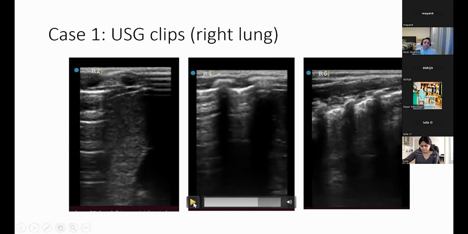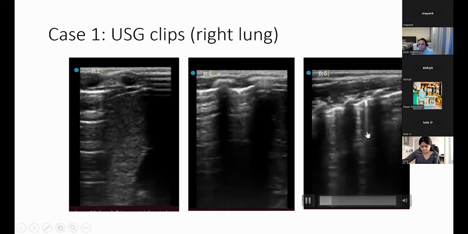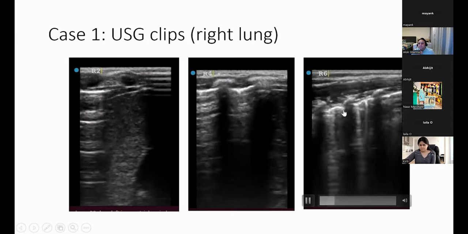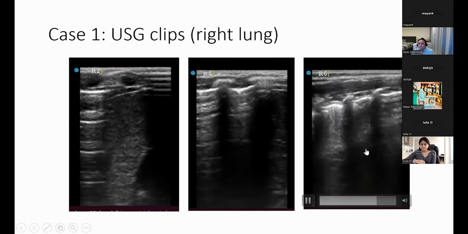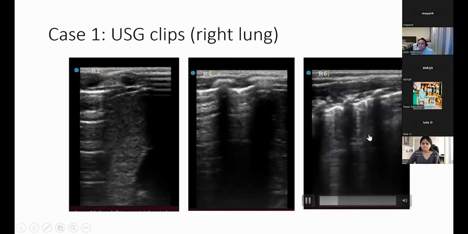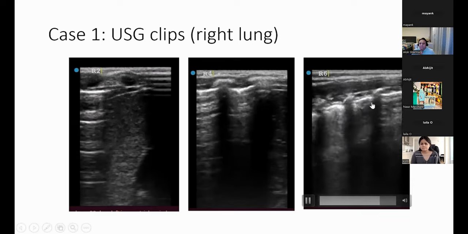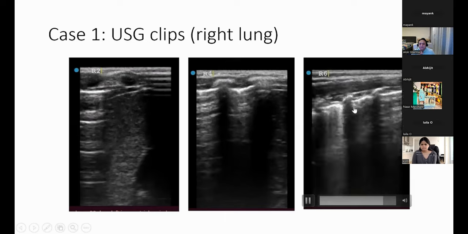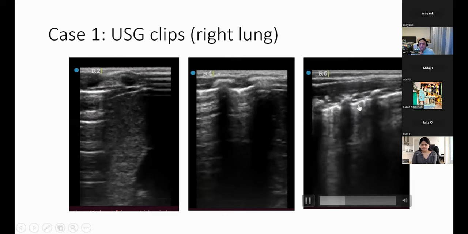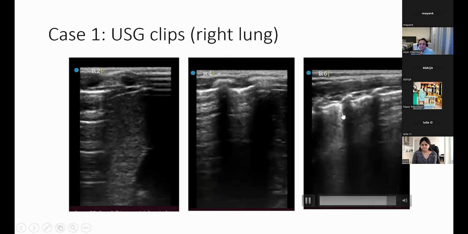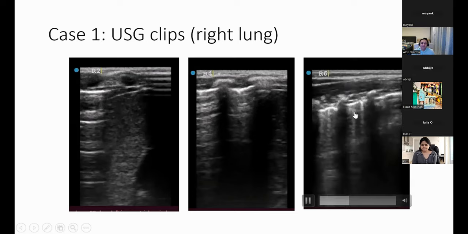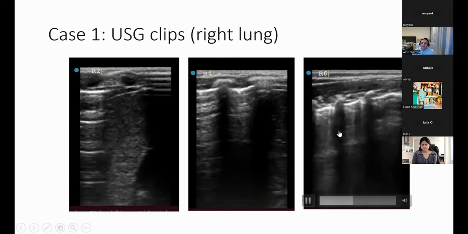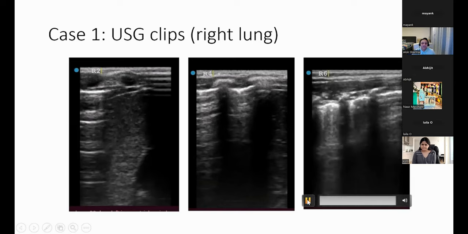And if I move to the R6 area, I can appreciate again a normal looking pleura, which is sliding well. Again, A lines mostly. There are B lines as well, some B lines, which is more than 3 in a single rib space. So again, I would label this as AB profile. I'm not so sure if I'm right, but this is my interpretation. So over to you.